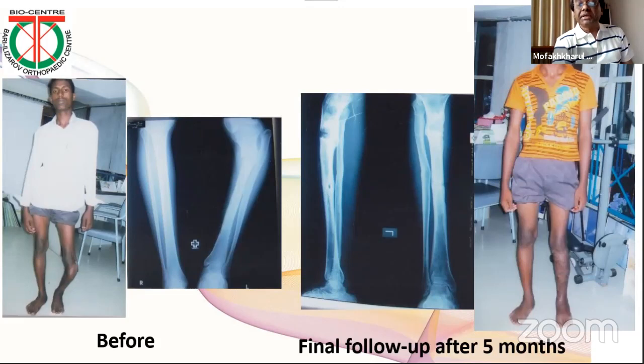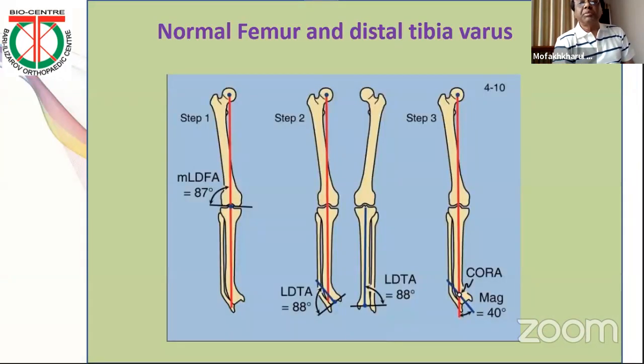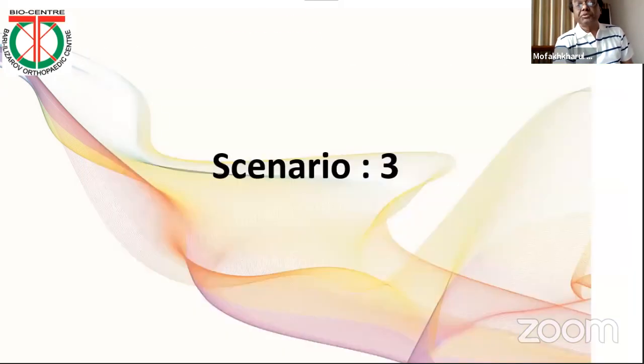Look at the left side and look at the right side. So normal femur, distal tibia varus. Here you can see 88 degrees LDTA. Here the magnitude is 40 degrees, and the upper portion, femur and knee joint, is okay. So normal femur with distal tibia varus. Now I'll show you the scenario.